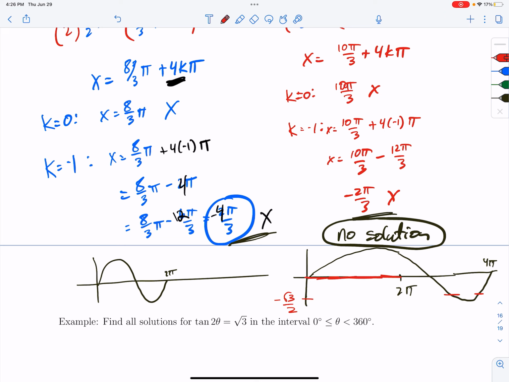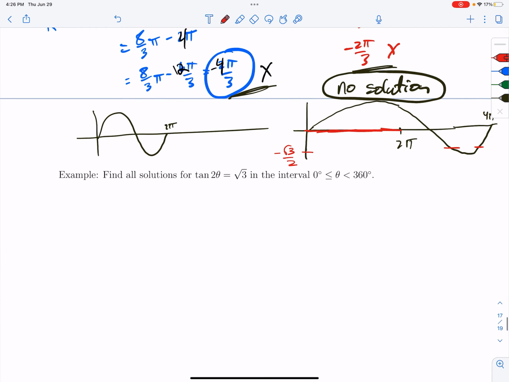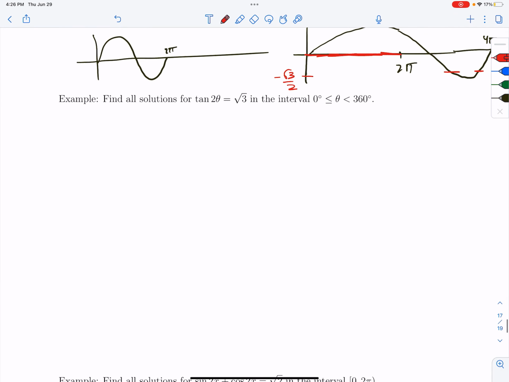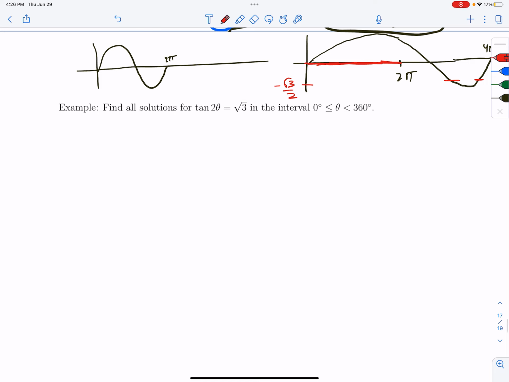All right. I think I want to just do one more in this video. So we have find all solutions. Tangent of 2 theta equals square root 3. And here we're in degrees. Okay, so we want to know when is tangent equal to square root 3 in degrees, and that occurs in quadrant 1 and quadrant 3, and that is at 60 degrees and 240 degrees.